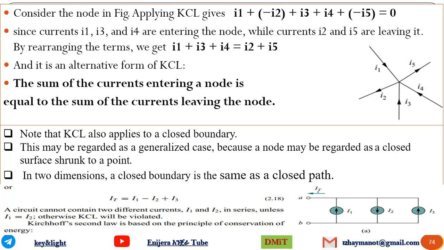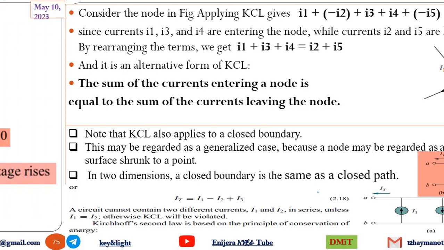What does this circuit show us? The total current IT is equal to the sum of I1, I3, minus I2. That is, I1 minus I2 plus I3. Therefore, the equivalent current is equal to I1 minus I2 plus I3.